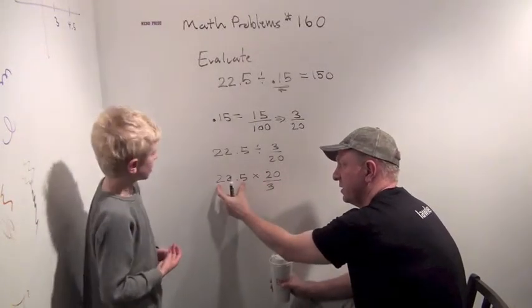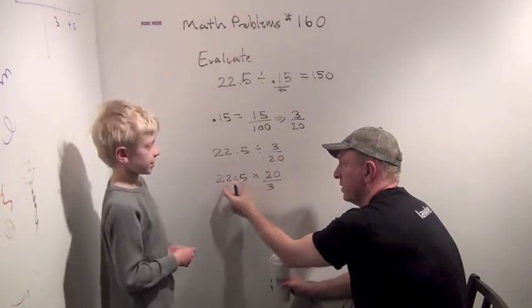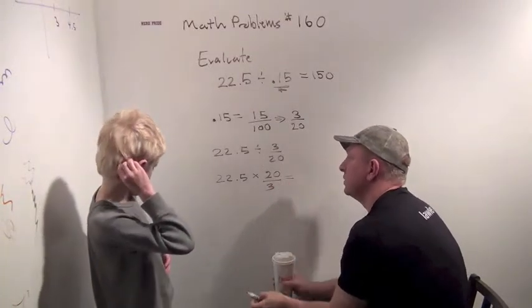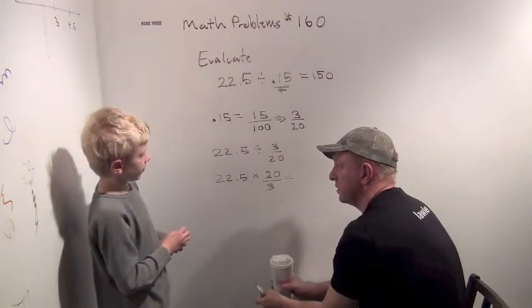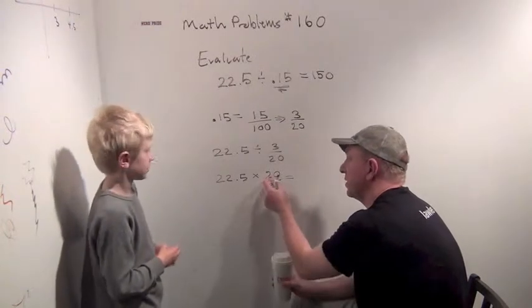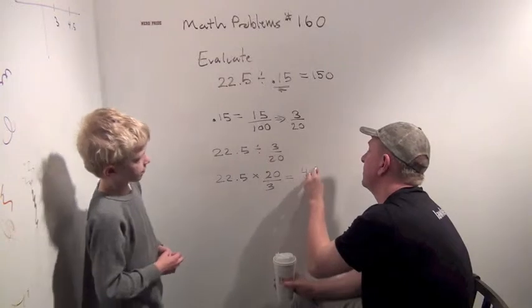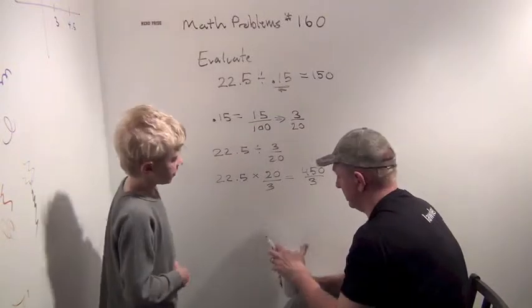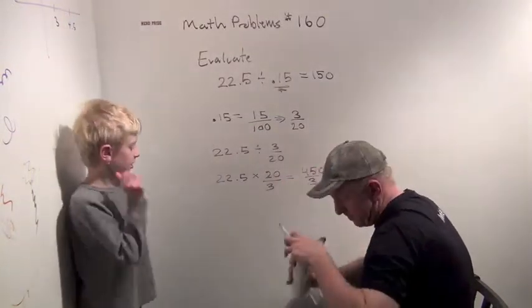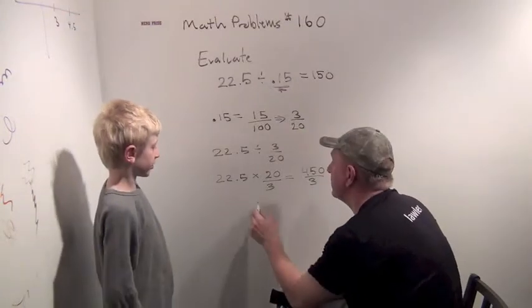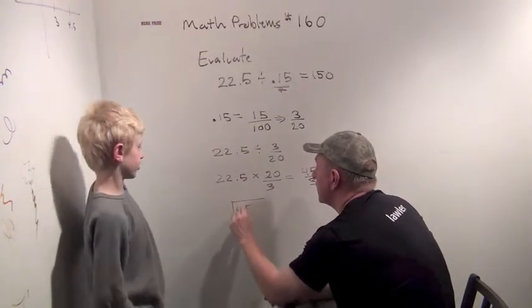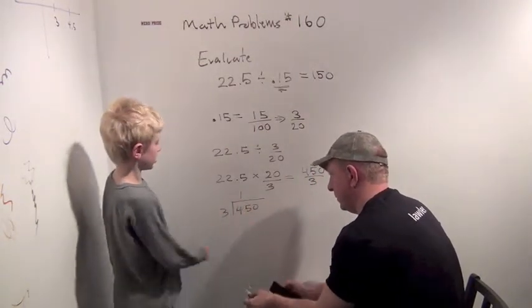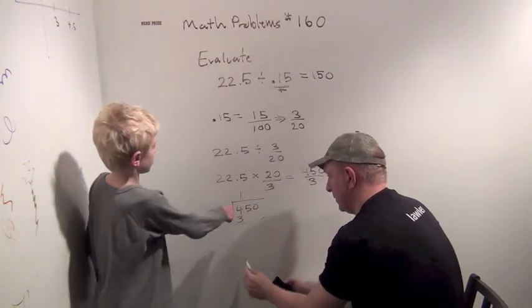What is this times 10? 225. And then we just have to multiply by 2. What's 225 times 2? 450. Very good. So just multiply by 10, then by 2. So this is the same as 450 over 3. And let's see if we can figure out what that is. 450 over 3, well, the digits add up, so you know it's going to be no remainder.